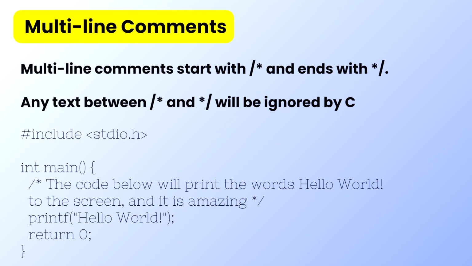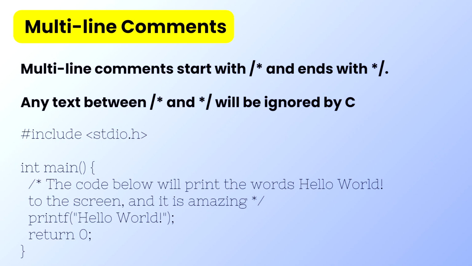Multi-line comments start with slash star and end with star slash. Any text between slash star and star slash will be ignored by C. So what is the use of comments? Comments are basically used to describe the use of the program, the functions, and the code, everything in the program. By using comments we can define a program.